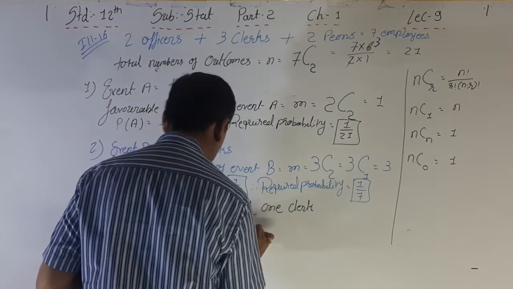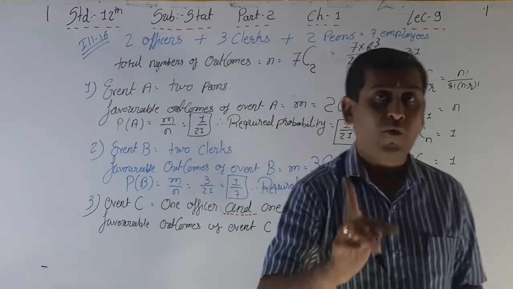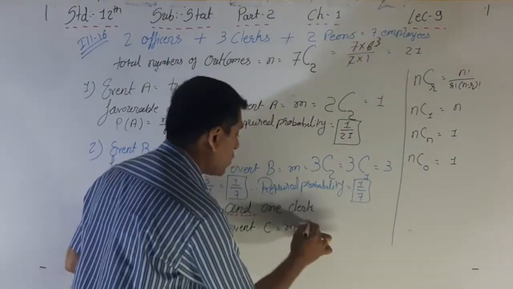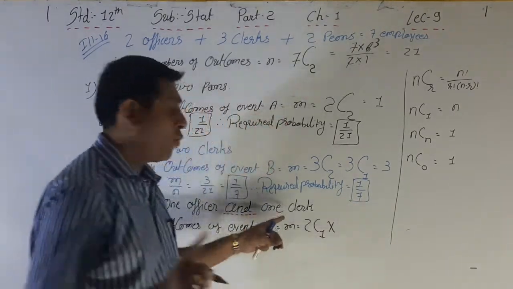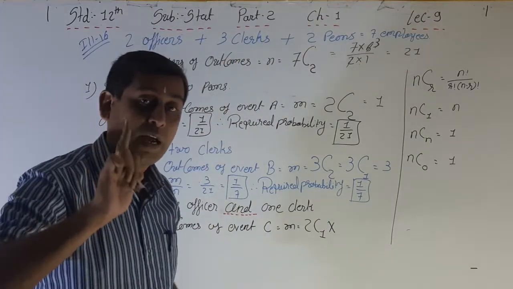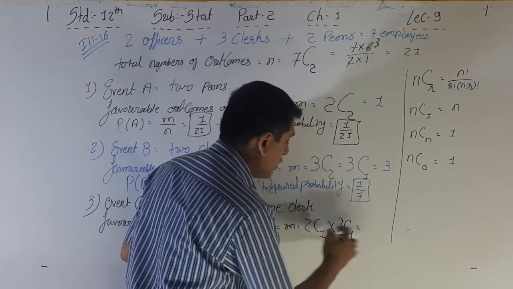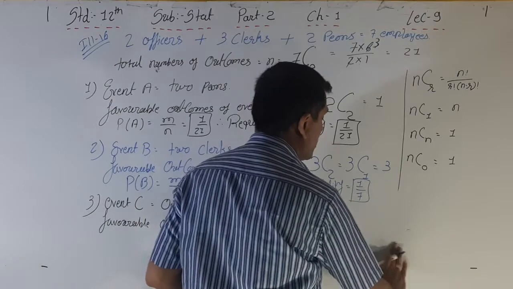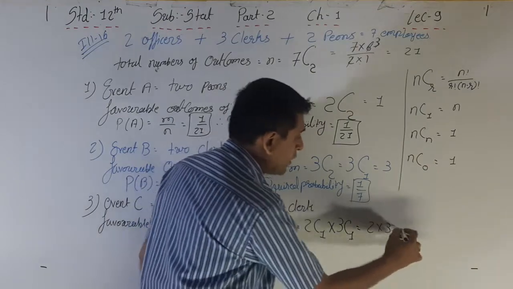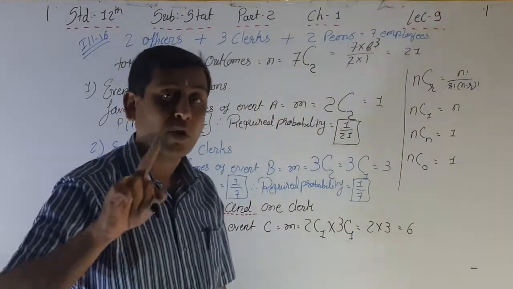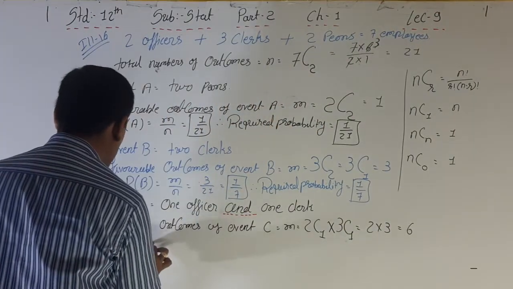of event C is equal to M is equal to what? How many officers are there? 2 officers. From that we have to select only 1. That's why 2C1. Between that and is that, that's why multiply here one clerk. How many clerks are there? 3 clerks. From that we have to select one. That's why 3C1. So what is the answer? See, 2C1 is equal to 2 and 3C1 is equal to 3 because NC1 is equal to N. So 2 into 3, that is 6. So favorable outcomes of event C is equal to 6.